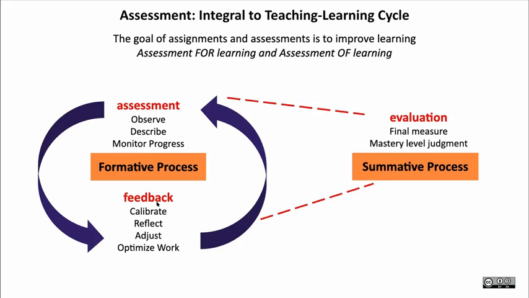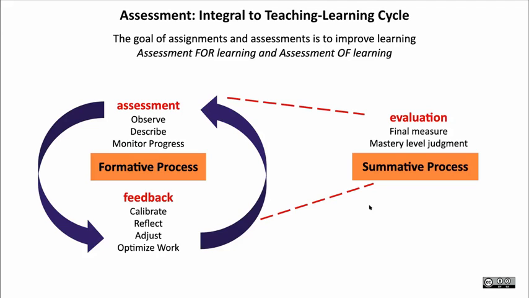And then the partner to that observing, describing, and monitoring progress is feedback. Do we calibrate how they're doing? We use feedback for us to reflect on our teaching, like someone said in the chat, for them to reflect on how they're doing, for them and for us to make some adjustment. Maybe I need to reteach something, or maybe they need to adjust how they're doing their work in order to move forward. So the whole deal with feedback is to optimize the work, both on the teacher end and the student end. So that's a whole formative process, and that should be the bulk of your assessment and assignment work.